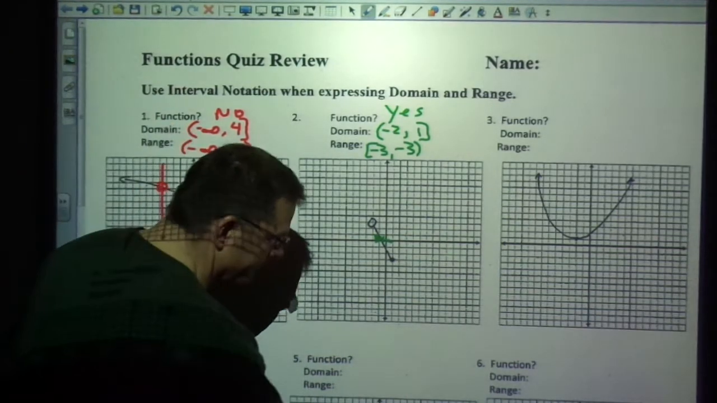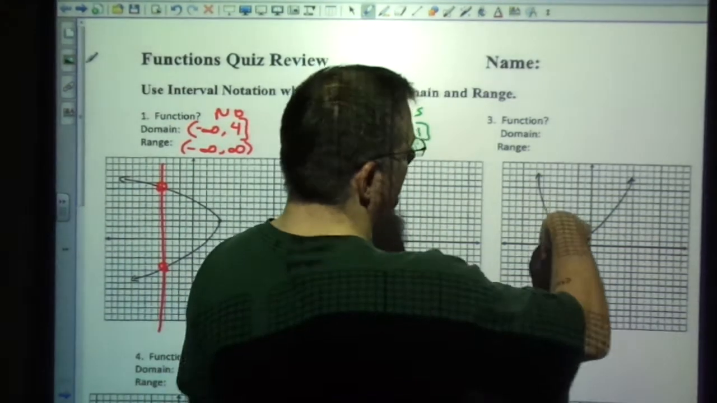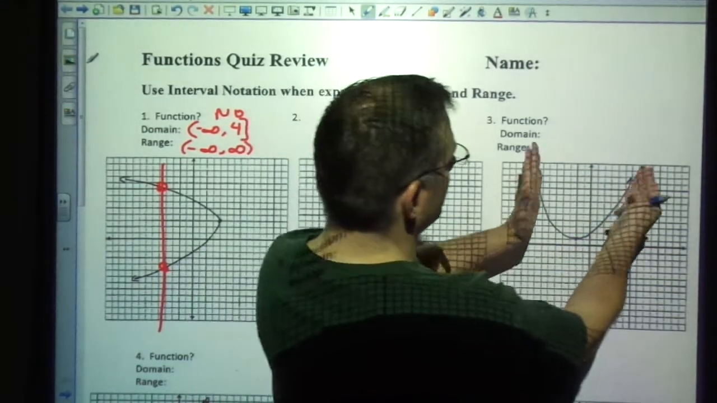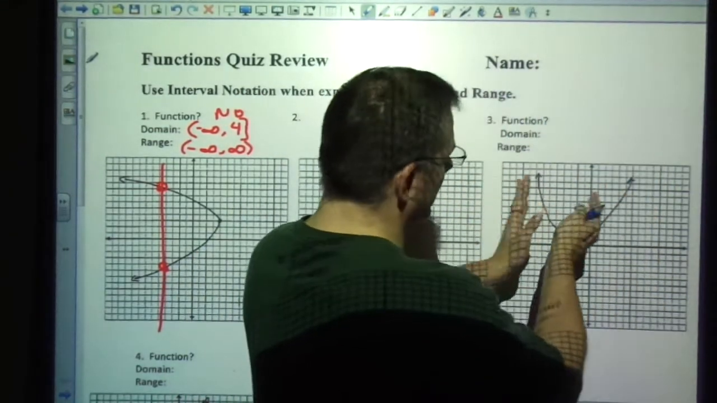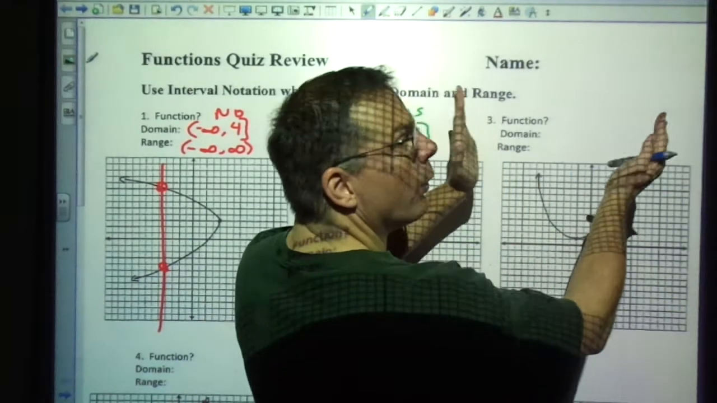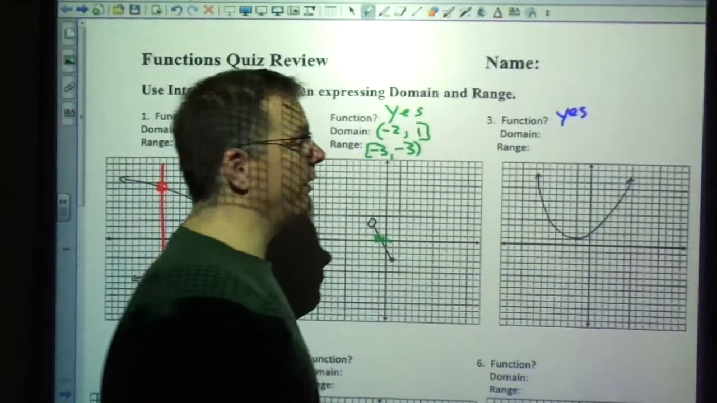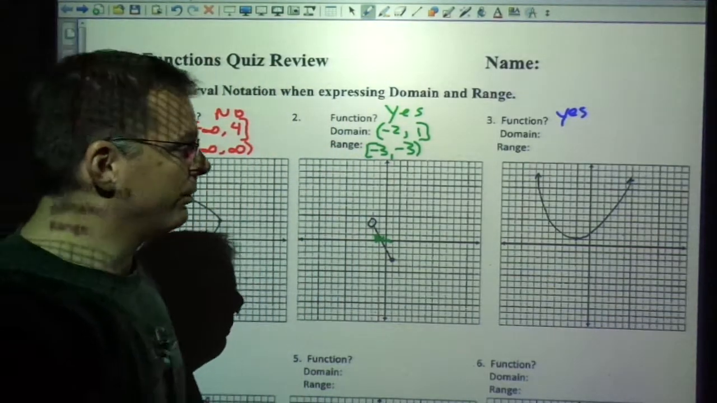Okay, problem number 3. Is this one a function? Every single x has only one y. Sometimes these arrows make it look like it's going vertical, but it's actually, because this is a parabola, getting wider and wider and wider and wider. So this one is a function, even though sometimes the drawing misleads us a little bit.